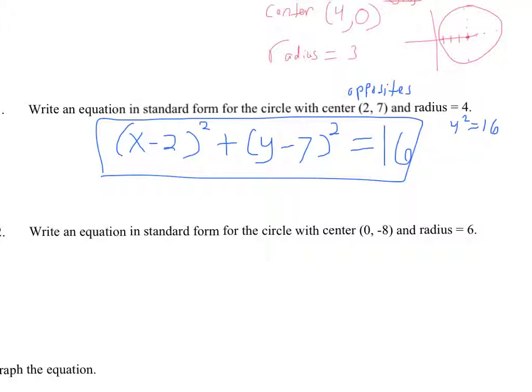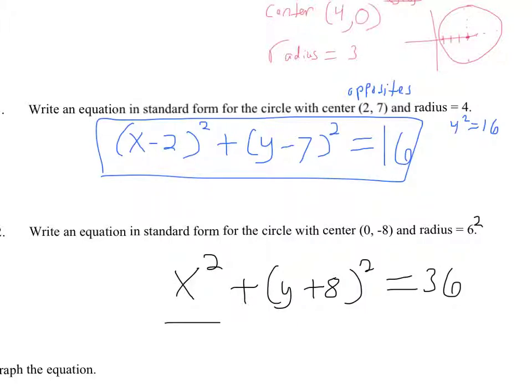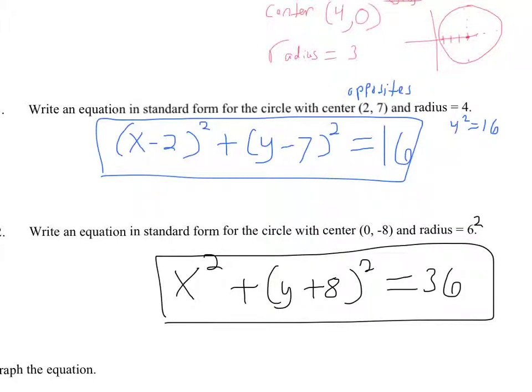Here's another one right below that. Notice the first number is 0. That means the x is not going to have a number with it. It's just going to be x squared. Plus y and a number squared equals the radius. The y number is negative 8, but remember, opposites, so it's actually going to be plus 8 squared. And the radius is 6. Square that, and that's going to give you the number that you see over here. So you'll get 36 over there.